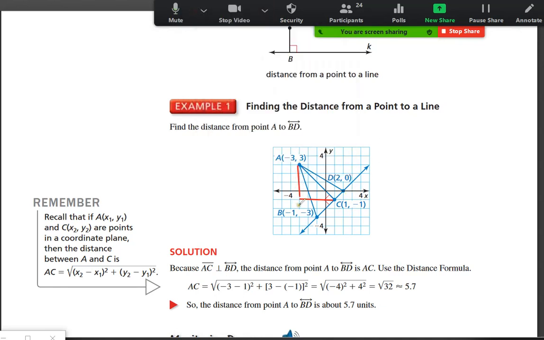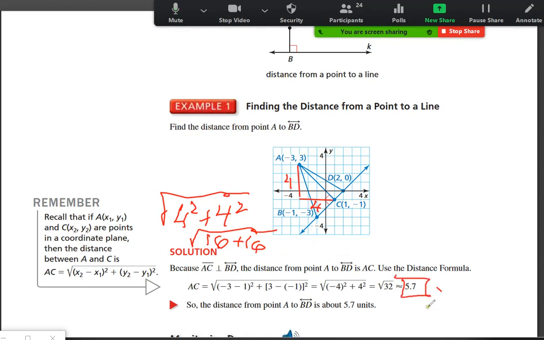1, 2, 3, 4, that's 4. 1, 2, 3, 4, that's 4. And that's where this comes from right here. It's the square root of 4 squared plus 4 squared. So this 32 came from 16 plus 16. And they used a calculator and came up with it being about 5.7. So this is old. We've already used the distance formula. We know how to do this.